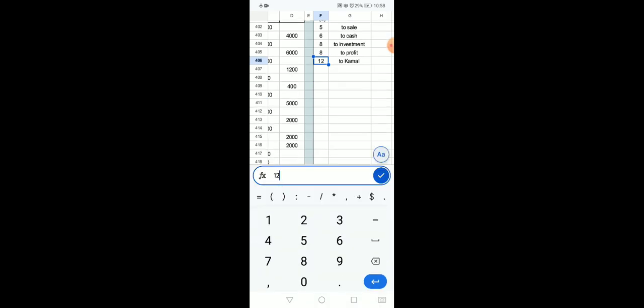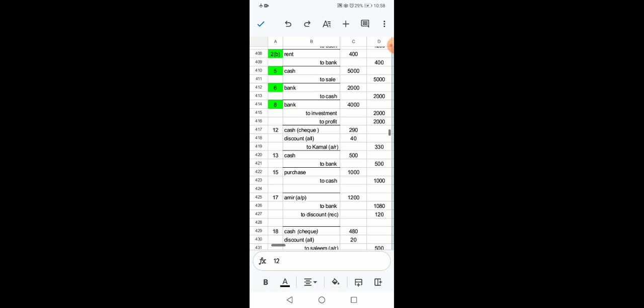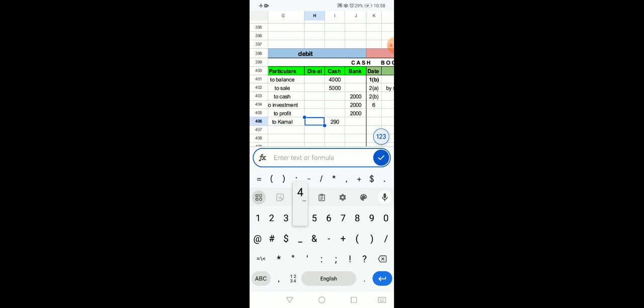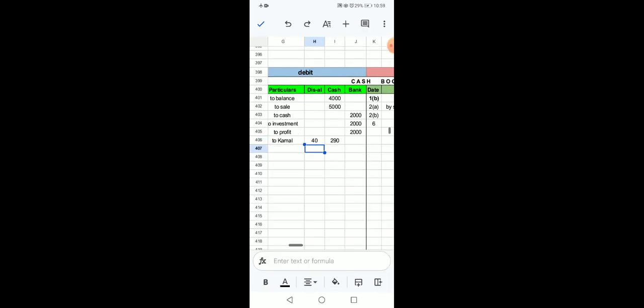Post 12 in date column. 12 date was having two elements, cash and discount. Cash is already been posted, discount is being debited. Now here please give your attention, for both cash and discount there is only one reference and date is same. So you will choose the same row where you have written cash, you can write discount as well, because the reference is same. Discount is being debited 40, so you will go to the debit side of the discount and will write 40. You may write 40 in the next line, and for that you will have to repeat Kamal over here and you will have to repeat 12 over here.